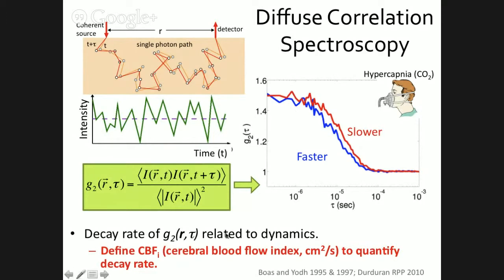So we use correlation diffusion theory to fit the correlation function to simple models and extract a blood flow index. And this blood flow index depends on both the speed of the moving scatterers and their concentration. I call it an index because it doesn't have the traditional units of blood flow. It's got units of centimeters squared per second. But we found, and I'll show you in the next couple slides, that it does correlate very nicely with cerebral blood flow.